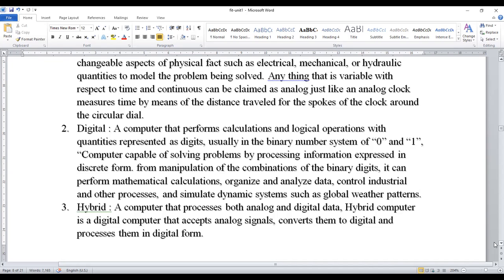Hybrid: a computer that processes both analog and digital data. A hybrid computer is a digital computer that accepts analog signals, converts them to digital, and processes them in digital form. So there are different types of computers: one is the analog computer, the digital computer, and the hybrid computer.